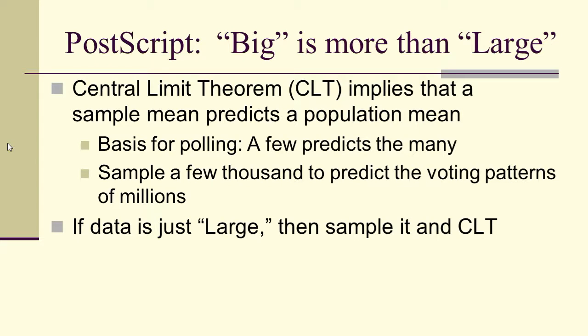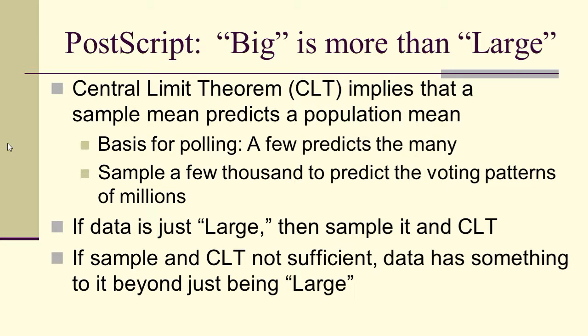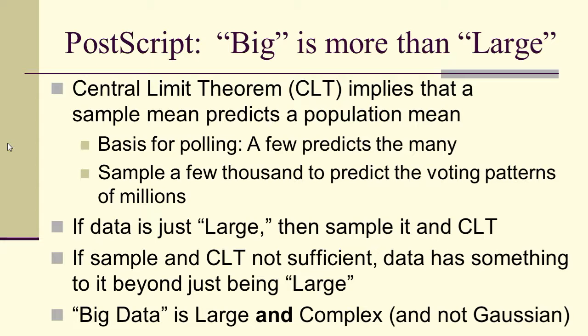If data is just large, then we don't need to use all the data. We can just sample it and apply the central limit theorem. However, if sampling in the central limit theorem is not sufficient, which is very often the case with big data, data has something to it beyond just being large. In fact, big data is not just large, it's complex. So complex that it violates what we need in order to apply the Gaussian in many, many instances.